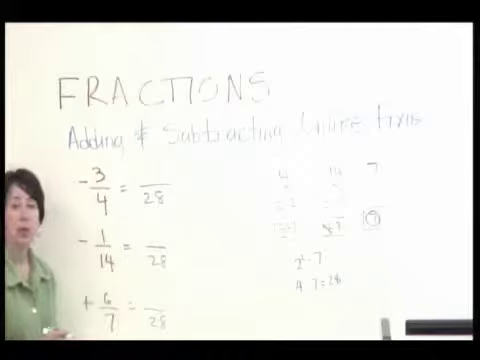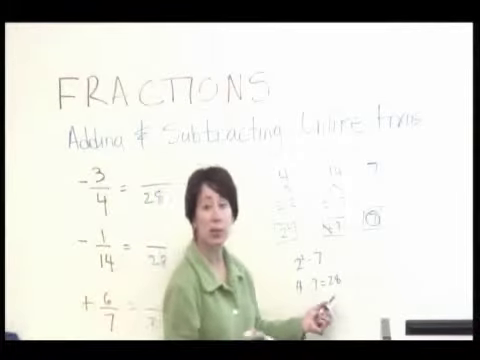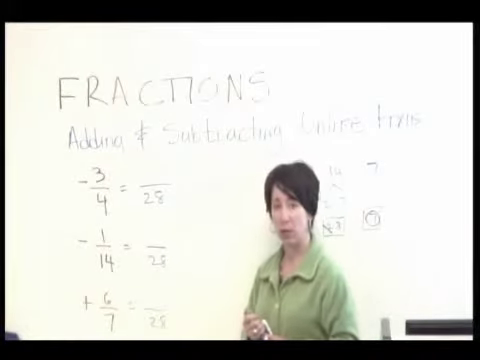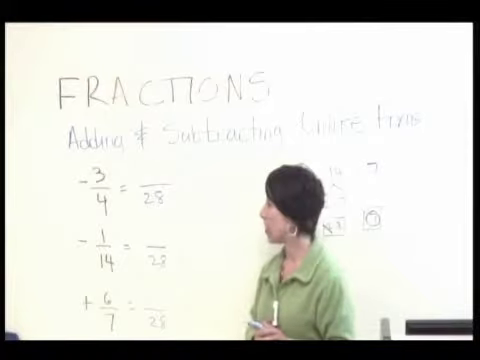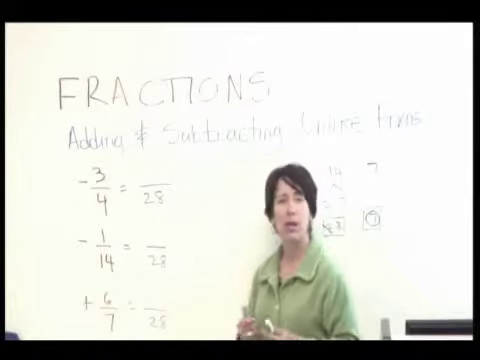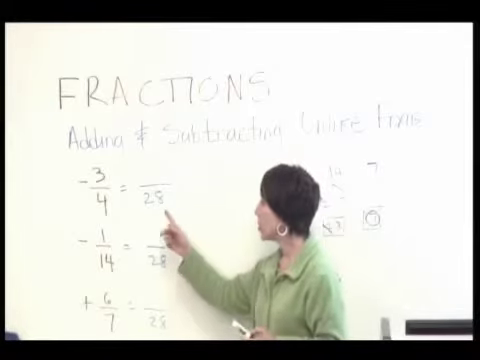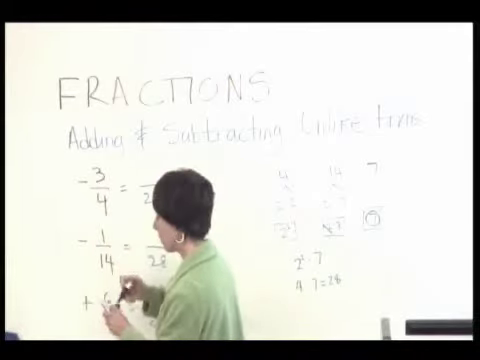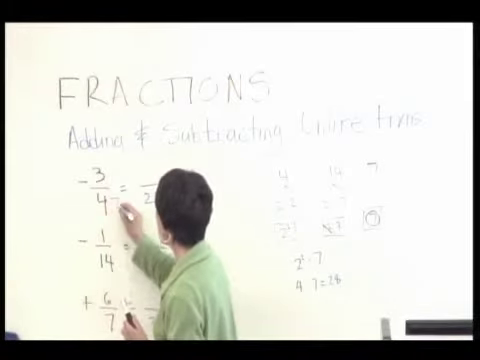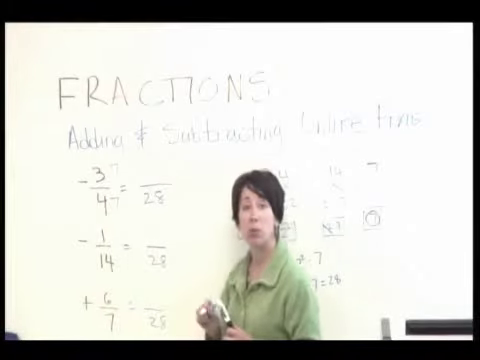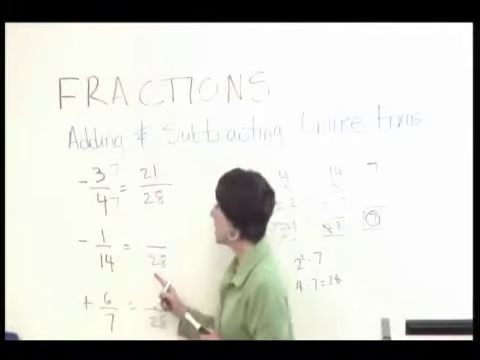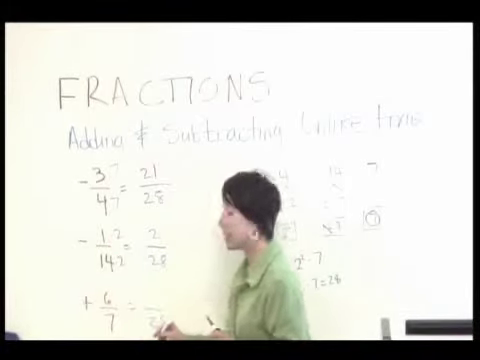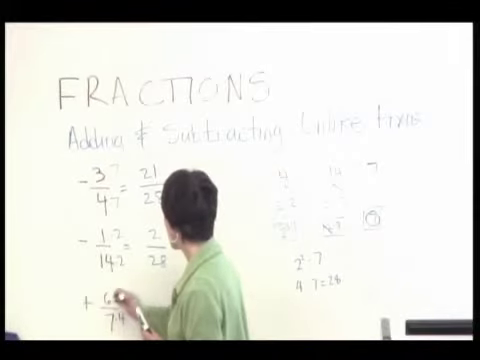So the next thing that I do once I find what the LCD is, I'm going to rewrite an equivalent fraction for each one of my original fractions with a new denominator. And once they all have the same denominator, then I can add or subtract. So the relationship between 28 and 4 is a factor of 7. To get to 28 from 4, I've got to multiply by 7. So I'm going to multiply my numerator by 7 as well. To get to 28 from 14, I've got to multiply by 2. And to get to 28 from 7, I've got to multiply by 4.